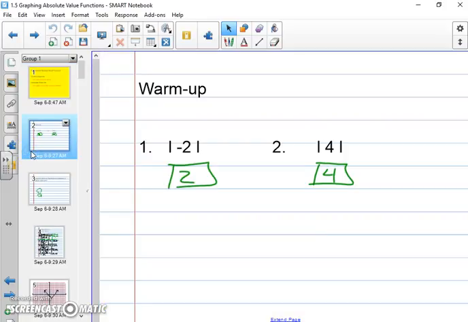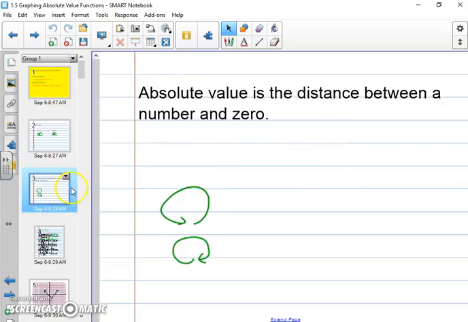So for the warm-up, I wanted to remind you guys what absolute value was. So for the absolute value of -2, we have 2. And for the absolute value of 4, we have 4. So this one became the opposite, and this one stayed the same. And the reason for that is absolute value is the distance between a number and 0.